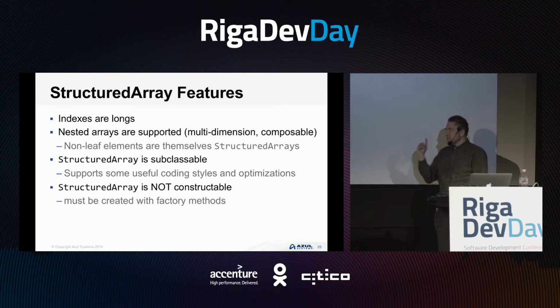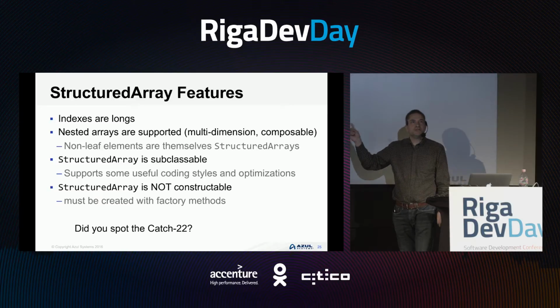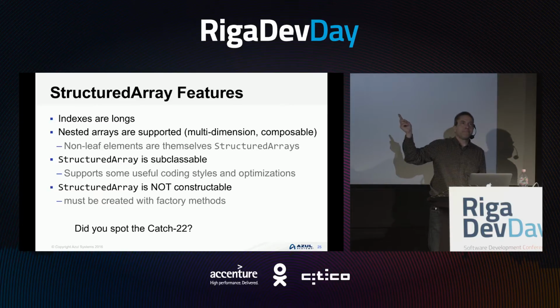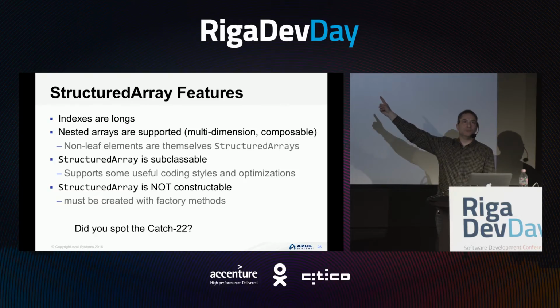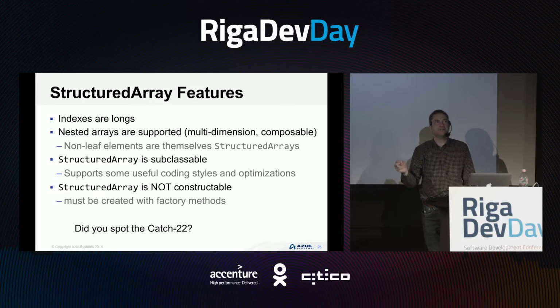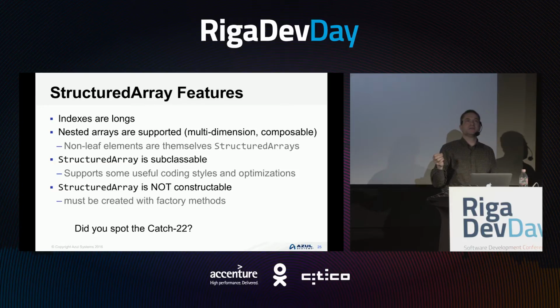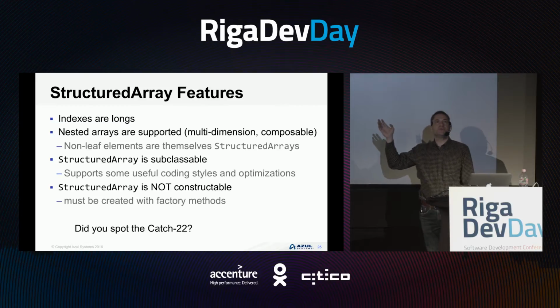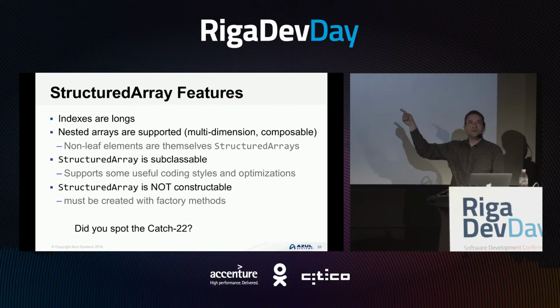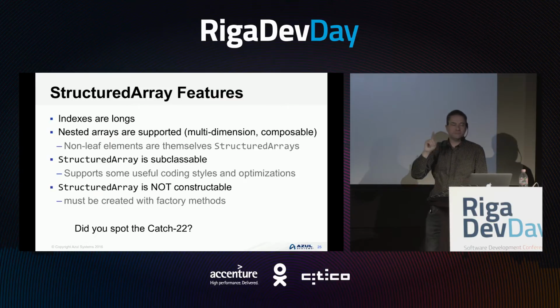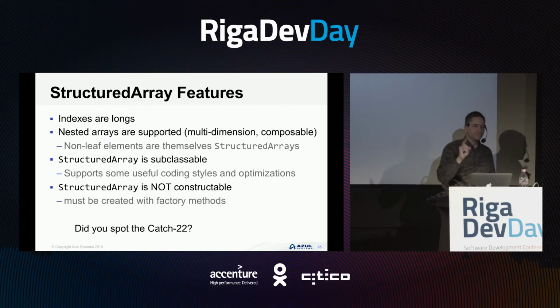So anybody spot the catch-22 situation there? Problem is, how can you have something that is subclassable and yet not constructible? Because by definition in Java, in order to be subclassable, you have to have a publicly exposed constructor in the superclass. So it's subclassable, but it's not constructible, which is a bit of a conundrum there. Okay, how do we deal with that?